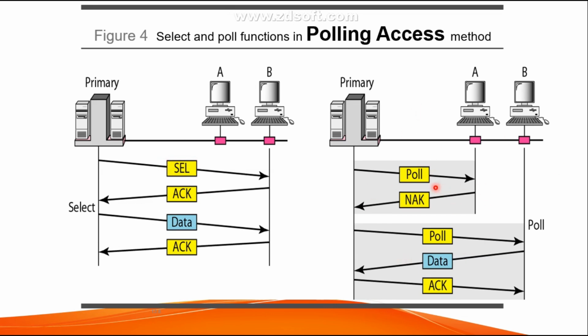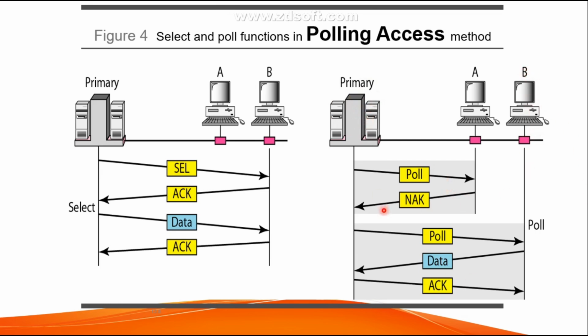Now this is called the polling method. Polling means asking. It is going to ask these devices whether they have data to send. So when device A is first approached, it responds with a NAK frame. The primary device first sends a poll frame to device A, the first secondary device, and it responds with a NAK frame saying it has nothing to send. If there is nothing, the response is a NAK frame, that is, a negative frame.